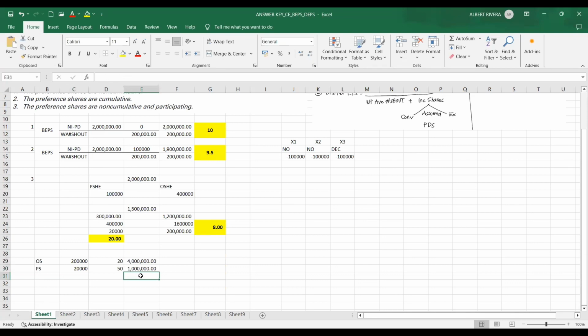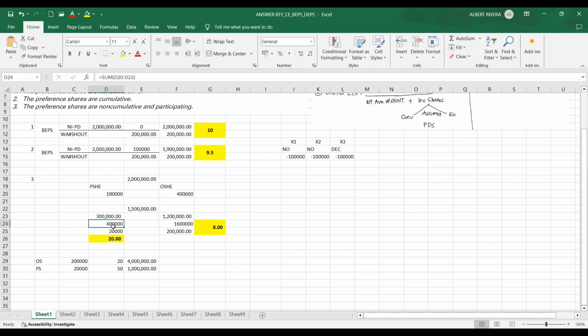If you don't want to get the allocation factor, just use the fraction. That is 1.5 million. This is preference, that is 1/5 because the aggregate par is 5 million. So 1/5, that is 300,000. And 4/5 of 1.5 is 1.2. 1.5 times 4/5, this is 1.2. So this is now 100,000 plus 300,000.